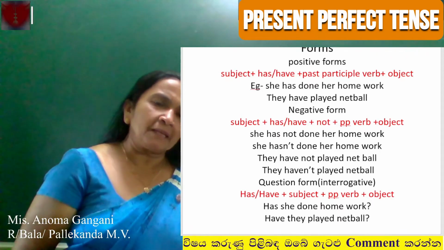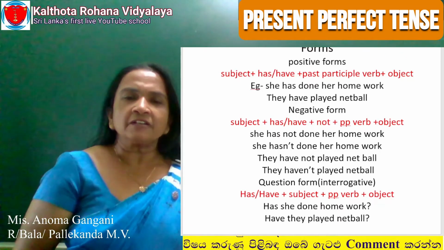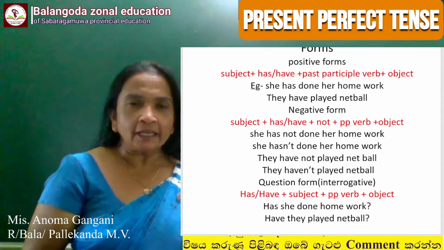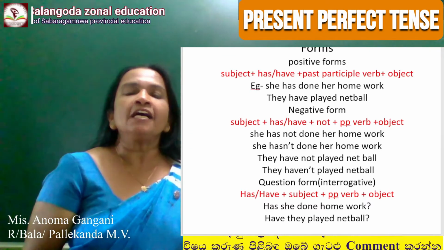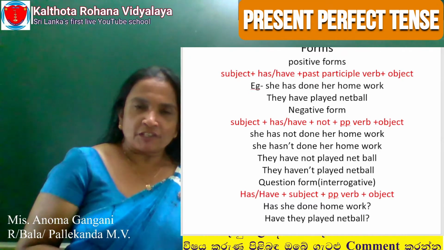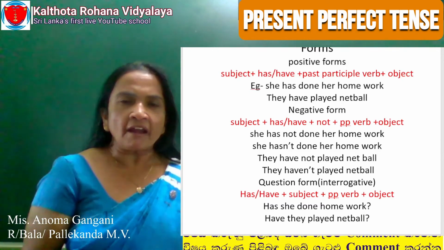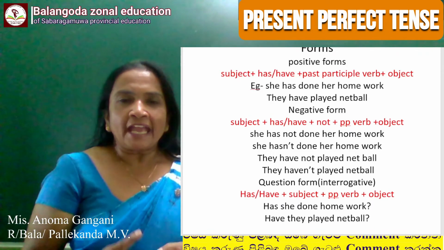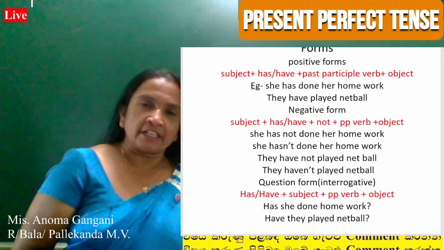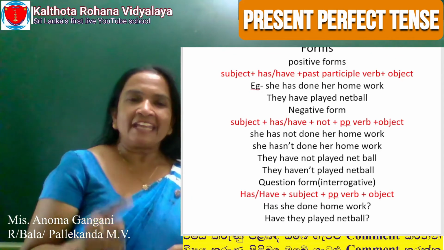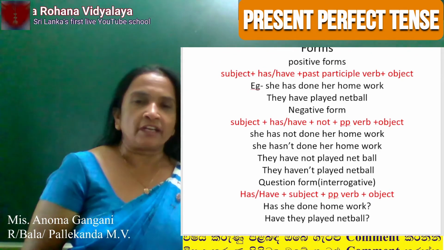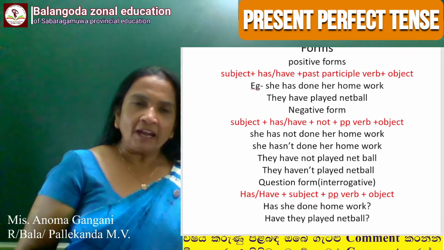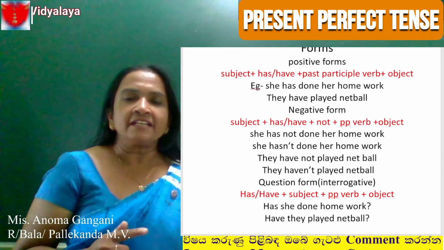Read that sentences, please. She has not done her homework. She hasn't done her homework. Contraction form, shortened form: has not, hasn't. Did you understand that one? Yes, good, very good. She has not done her homework. Here, shortened form: she hasn't done her homework. The next one: they have not played netball. They haven't played netball.